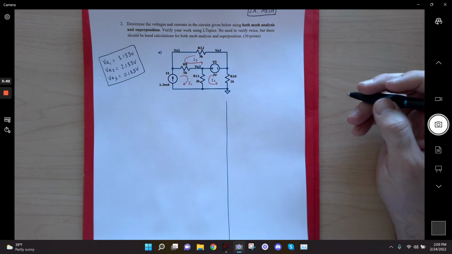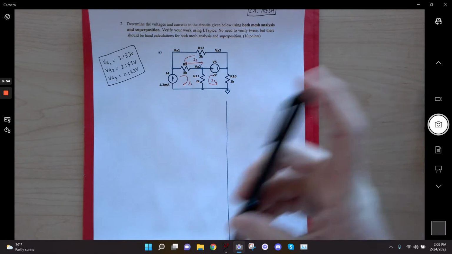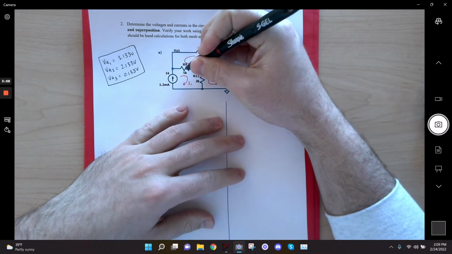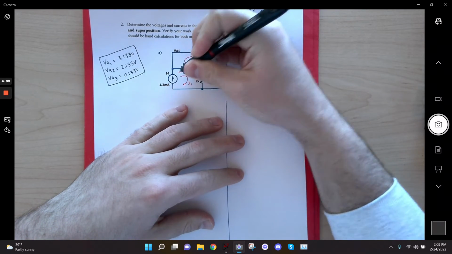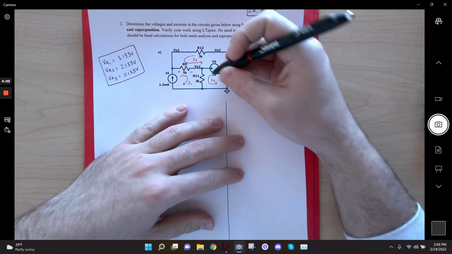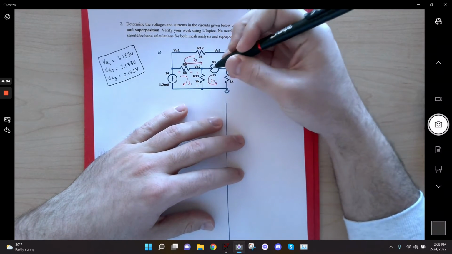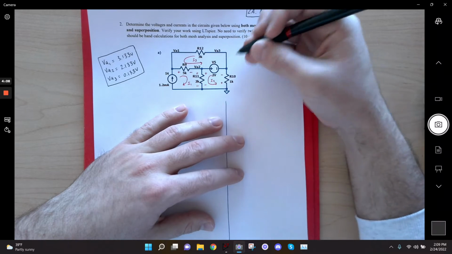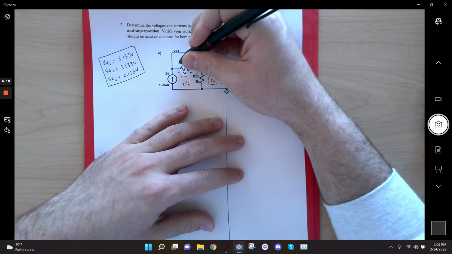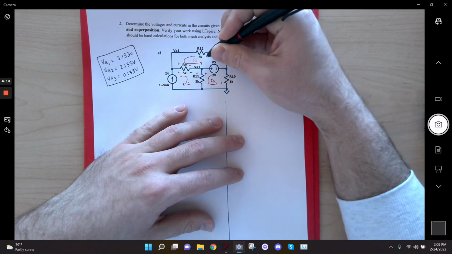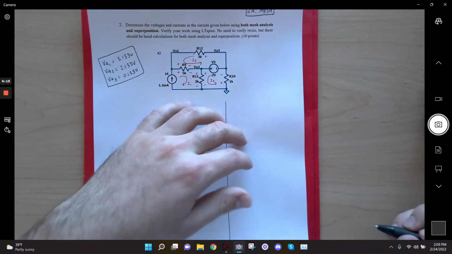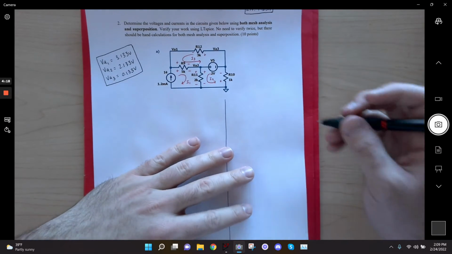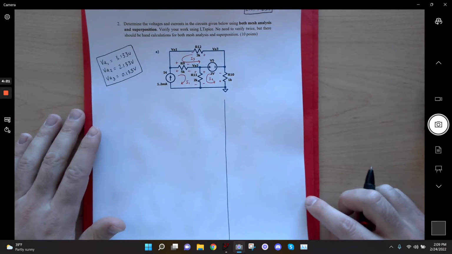First and foremost, I don't need to do this, but I like to write my plus minuses. If current I1 is flowing this way, I know that this voltage has to be higher than that voltage, so I write my plus minus like this. It helps me know that I'm dropping voltage across these resistors, and then this one would be this way.